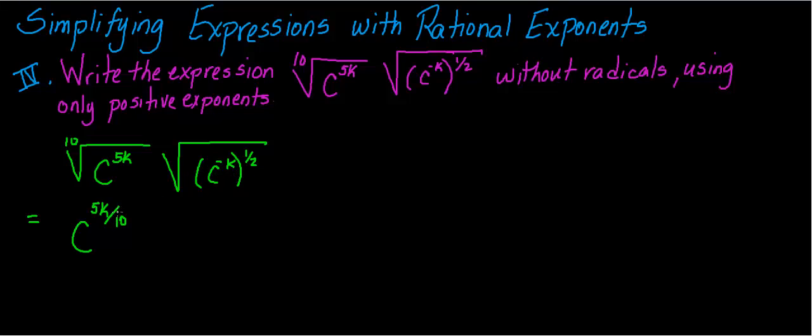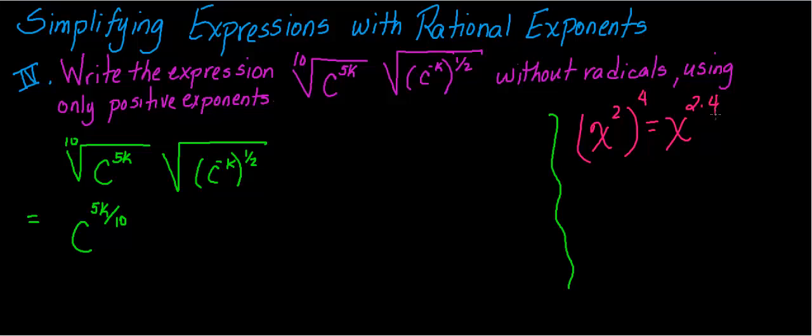But before I can do this here, I have a power here that I need to tend to first. I have negative k. That's the exponent of c raised to the power of 1/2. And remember, when I have a power raised to another power, I need to multiply exponents. Okay, I'm going to write this off to the side. When we have x to the 2nd power raised to the 4th power, that becomes x to the 2nd power times 4, which is x to the 8th power.